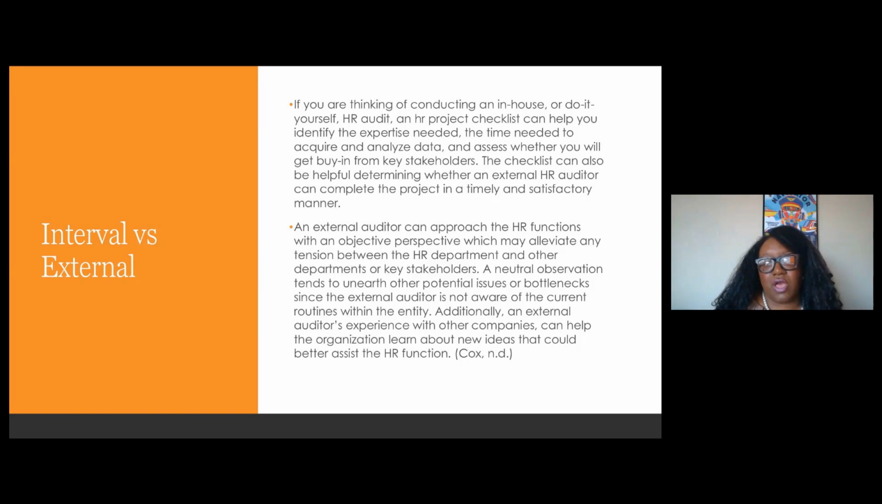Additionally, an external auditor's experience with other companies can help the organization learn about new ideas that could better assist the HR function, right? So bringing in somebody who is in this space and not only can see the gaps you don't see, but also has a plethora of experience and knowledge from working with other districts can be a real benefit to the organization.